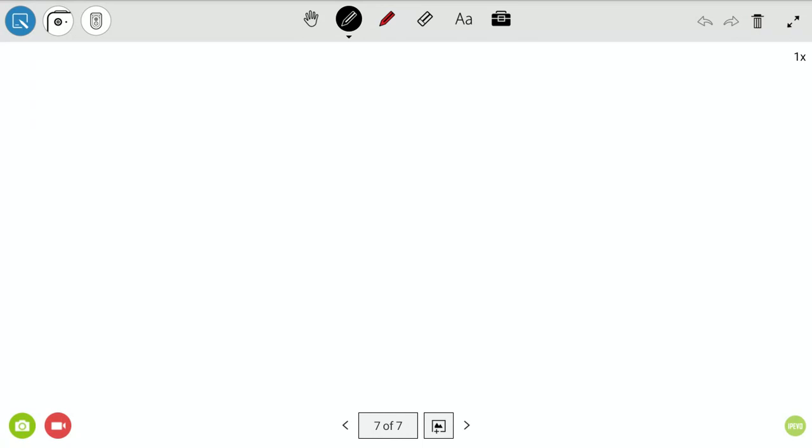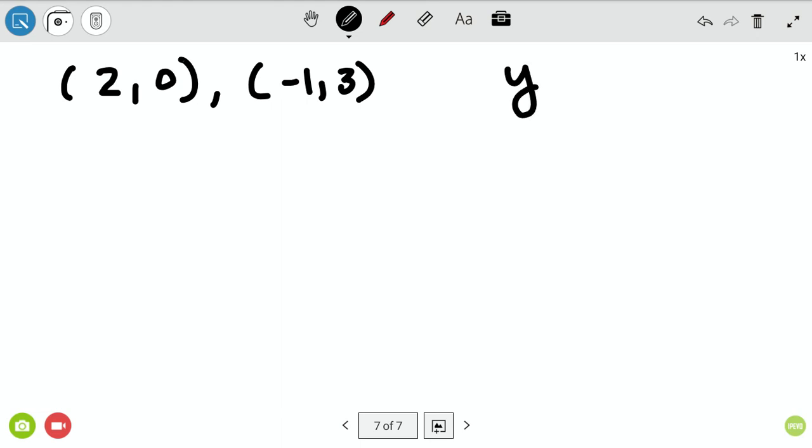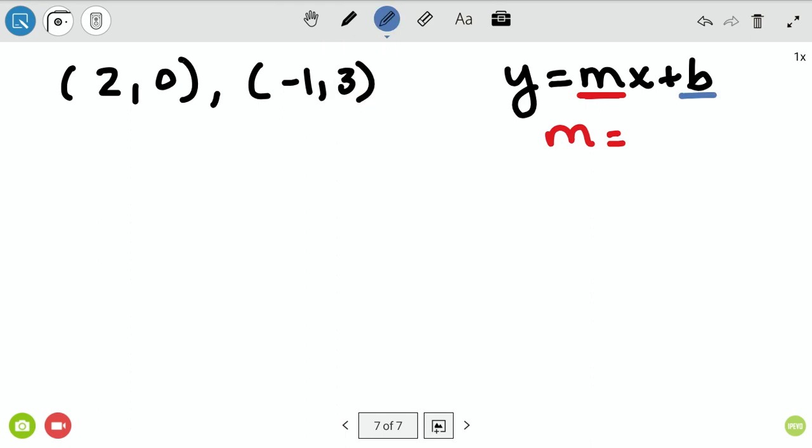All right, so you're given some clues here. You're given that a line passes through the points 2, 0, and it also passes through the point -1, 3. And you're asked to write an equation in slope-intercept form, which we know is y equals mx plus b. And we know that to do that, we need to find m equals, and we need to find b equals, right? Those are the 2 pieces of information that we need in order to write our equation.